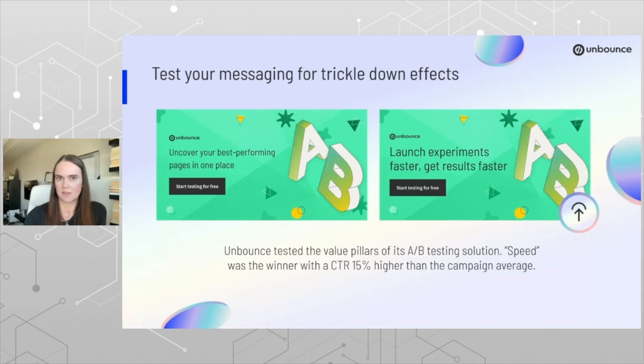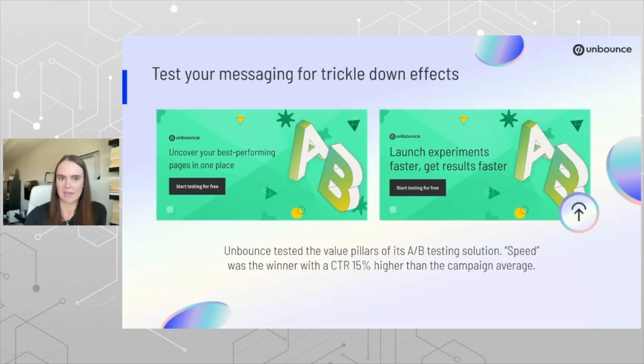And then the hero section of our landing pages was written to match the message that was in each of those ad variants. The rest of the landing page remained the same to make sure that we were isolating that variable. We found that speed, or the variant on the right, was the winning variant with a click-through rate that was 15% higher than the campaign average, and the cost per click was 21% lower than the campaign average.